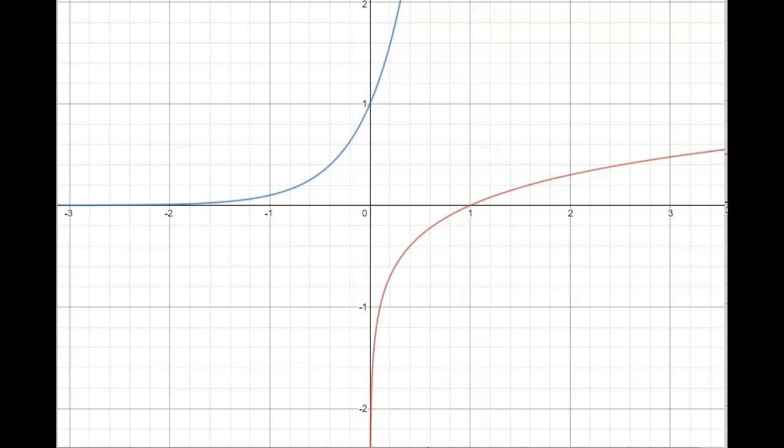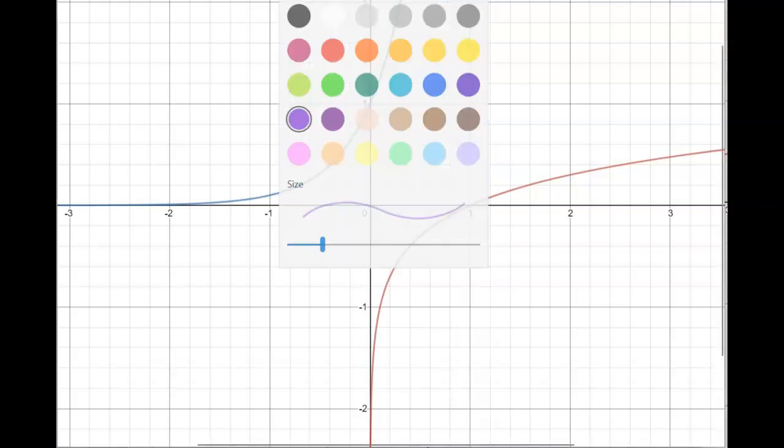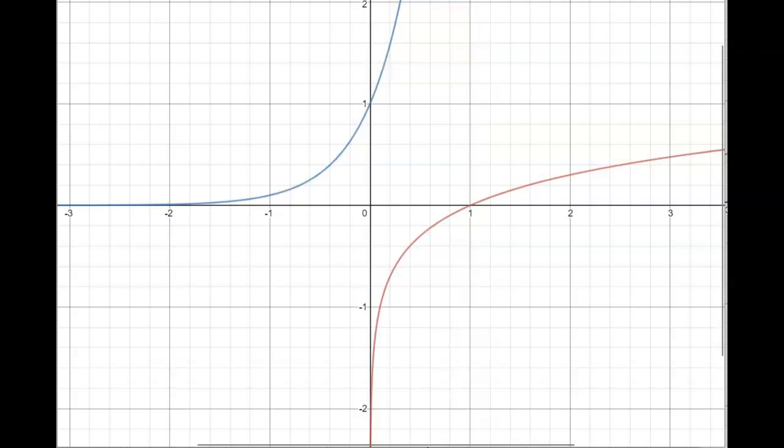Welcome to this pre-calc discussion of a little explanation about asymptotes on exponential functions and log functions. What you can see on this graph is that the blue function is y equals 10 to the x. And the key points on 10 to the x, this is an exponential function.